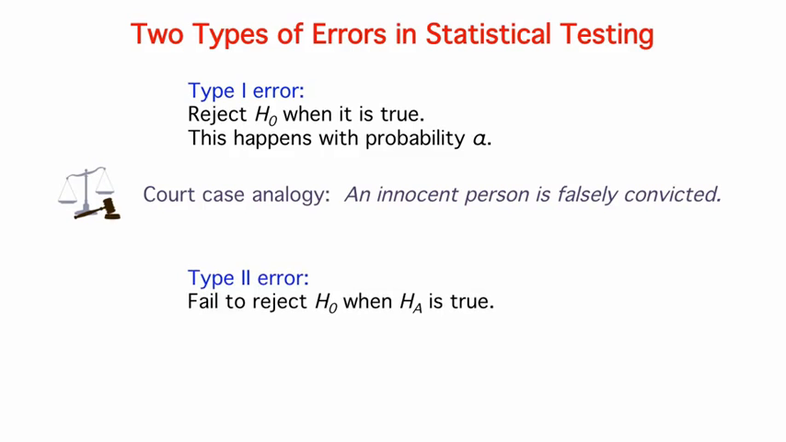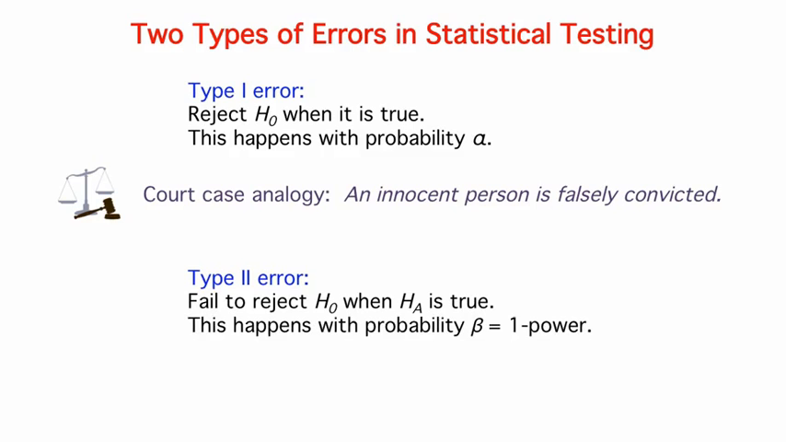A type 2 error happens when the null hypothesis is not true, but we fail to reject it. This is related to power, the probability we correctly reject the null hypothesis when it is not true. Indeed, the probability of a type 2 error is 1 minus the power. We denote the probability of a type 2 error by the Greek letter beta.